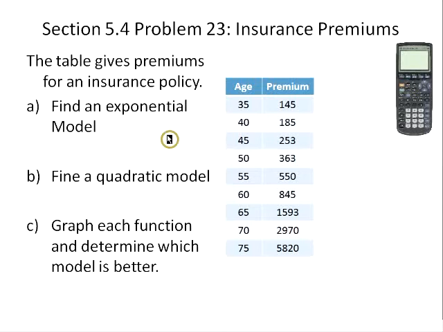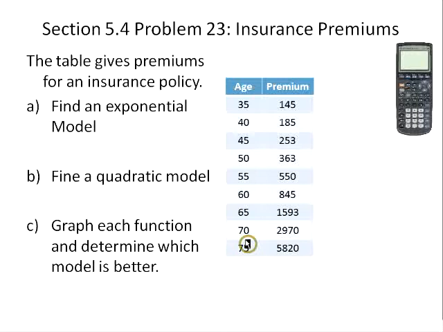We are going to be looking at a problem from section 5.4. This is problem number 23, and this is on insurance premiums. What you see on the screen is an abbreviation of what's all included in this problem. Let me read the entire problem from the textbook so you can get a better feel for what it says.